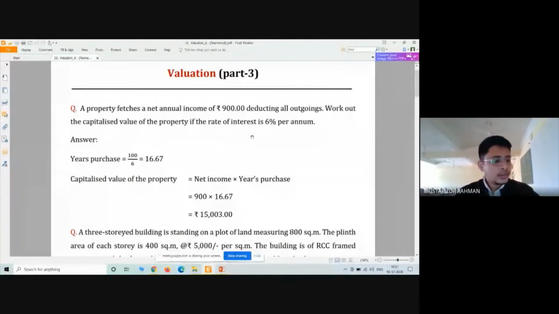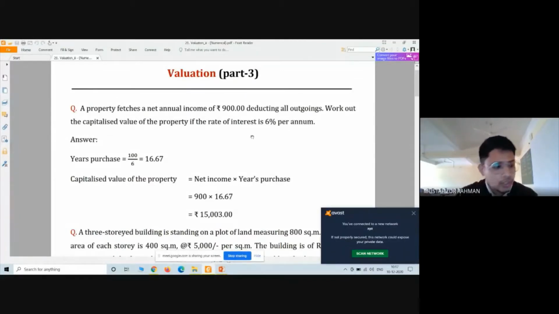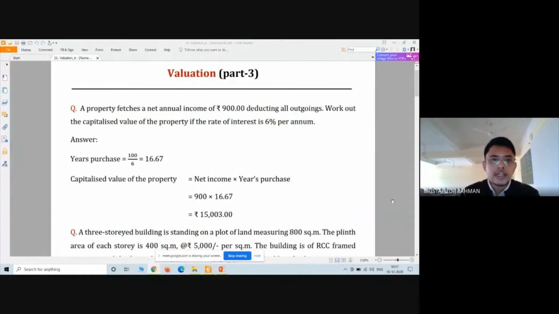So this was one numerical that we haven't discussed. The question was, there is a property that fetches a net income of rupees 900, deducting all outgoings, and we have to work out the capitalized value of the property if the rate of interest per annum is 6%. Now the formula for this is net income multiplied by years purchase. What was years purchase? It is 100 divided by 6, or 100 divided by the rate of interest.